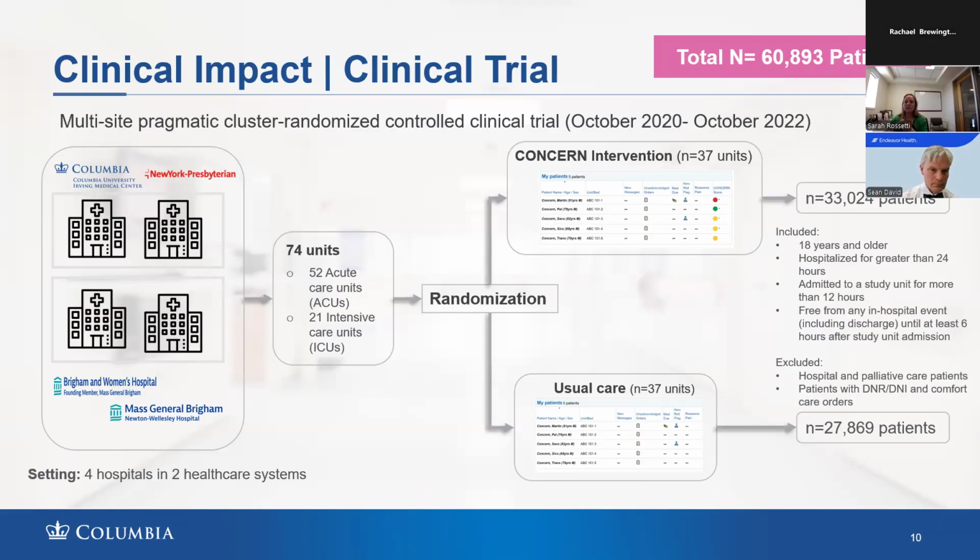But in total, it was 74 units. And we randomized at the unit level. And so it was 37 and 37. 37 units were in the intervention group. So that was all of the patients in those units had the concern score displayed for their care team, and then in the usual care units, those patients did not have a score displayed. And if you look at our paper, there really were no significant differences between the groups.